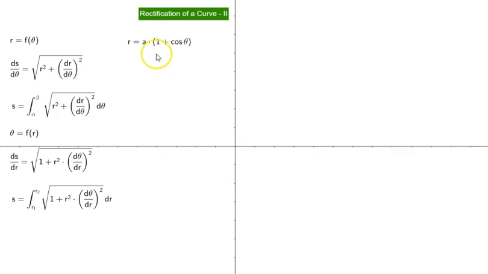Let's say we are given the curve r is equal to a times (1 plus cos theta). And if we plot this, we get this. This is called a cardioid. Now looking at this graph, and otherwise as well using differential calculus, we can figure out the shape of this curve. We know that it is symmetric across the x-axis.